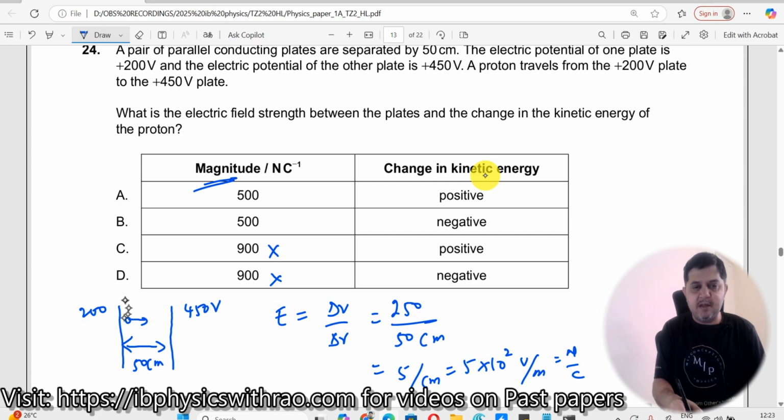Then the change in kinetic energy. See, this is moving from a lower potential energy to a higher potential energy. Do you think it will accelerate? It will never accelerate. It will decelerate.